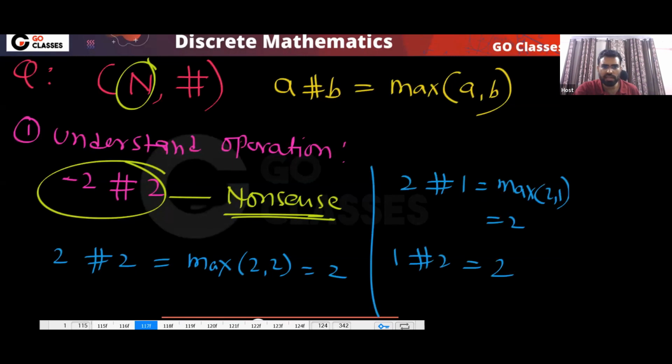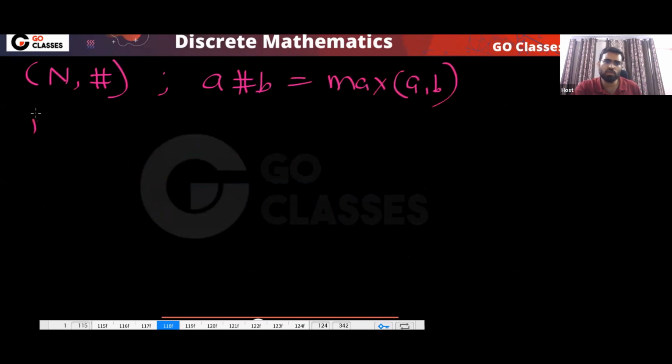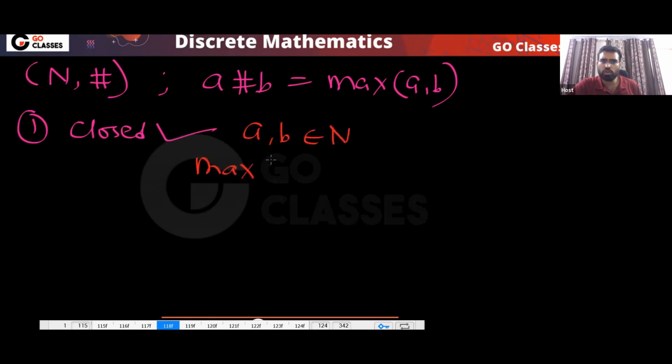Okay, now can I say this is closed? The set of natural numbers, comma, hash, this new operation we have defined, A hash B equal to max of A comma B. Is this closed? Yes, this is closed, because the result will be a natural number. If A comma B are natural numbers, then their maximum will be either A or B, so the maximum will also be a natural number. So this is closed. Is it associative?